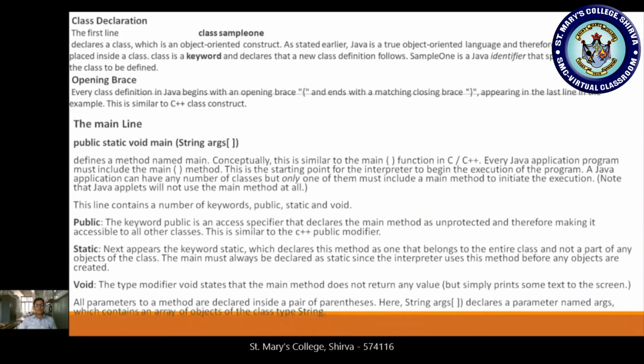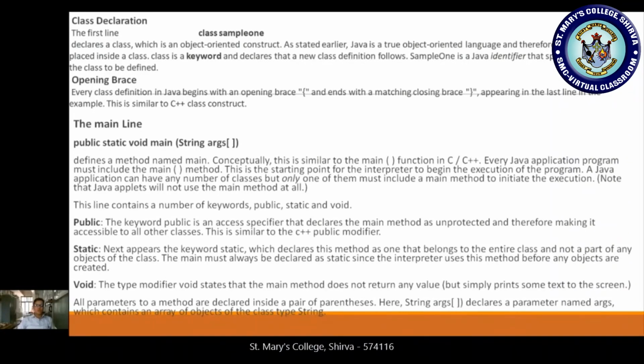The next keyword is static, which declares this method as one that belongs to the entire class and not a part of any object of the class. This static declares that the main method does not belong to a particular object of the class. The main must always be declared with static since the interpreter uses this method before any objects are created.